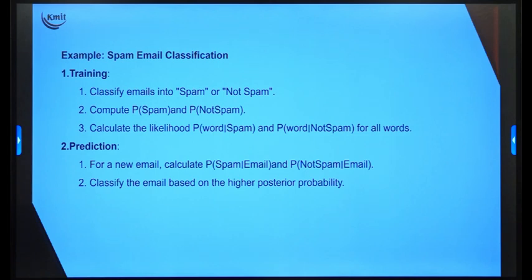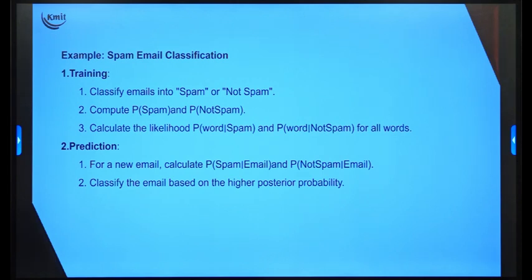In the training, first of all, we have to classify the emails into spam and not spam. So we first calculate the probability of spam and the probability of not spam. After that, we have to calculate the likelihood, the probability of words that declare an email spam and the probability of words that declare it not spam, for all the words. Usually when we do sentence classification, we do it based on some words. So we describe the probability of how many words describe the email to be spam, and how many describe it as not spam.